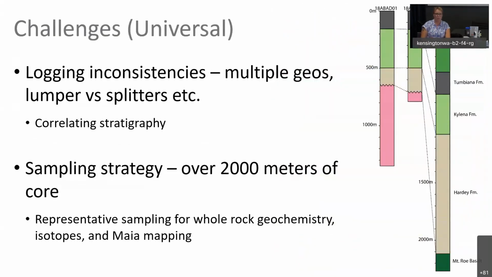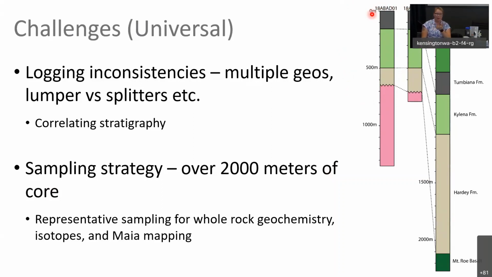So this presented some challenges. Firstly, we had about 2.5 kilometers of drill core, which was logged by several people. So there's logging inconsistencies, multiple geos, lumpers versus splitters. So it's really difficult to correlate the stratigraphy across the area between these two holes on anything other than the group formation level. The drill hole I'm showing you is collared in the Tumbiana formation, which is a metasedimentary unit which overlies the Kylena, which is a volcanics, and then the Hardey formation, and then the basement. And so we'll be working with this section of the drill core right there. So that's the first difficulty.